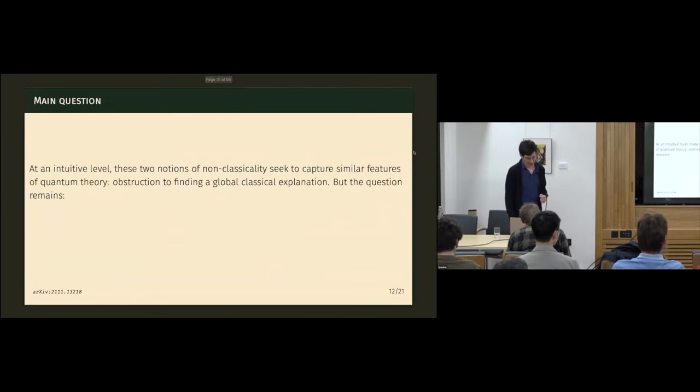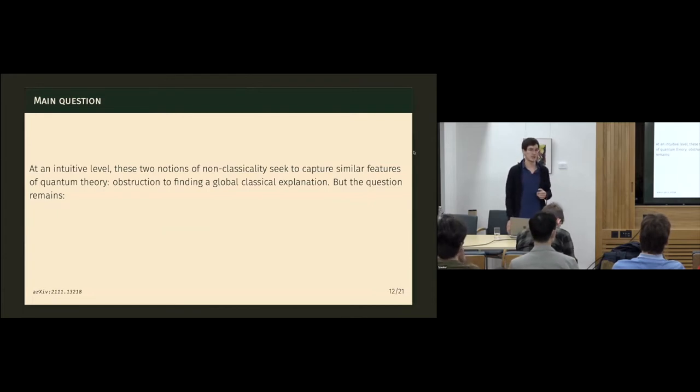Okay. And so as you've seen, you have two notions of non-classicality for continuous variable systems that are somehow similar. For contextuality, it's a failure to reconstruct a global object giving you your predictions. And for the Wigner function, we do manage to construct a global object, but it's not a probability distribution because it can take negative values. Okay?